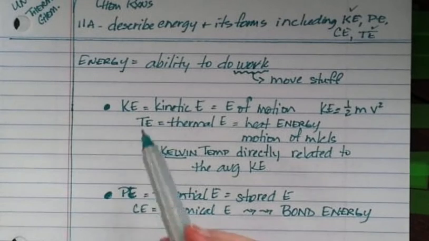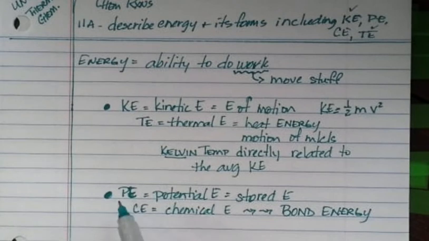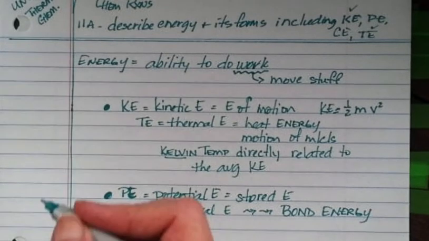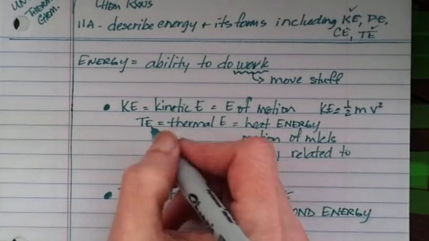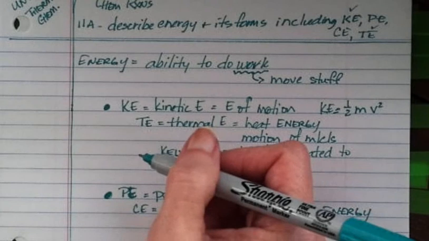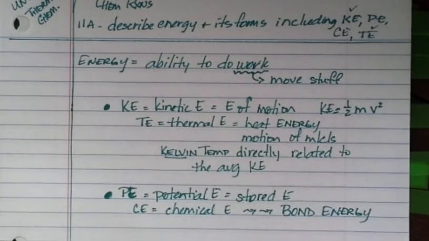So we have kinetic energy, and within that we can talk about thermal energy. We have potential energy, and within that we can talk about chemical energy or bond energy. And there are various ways that you can see these written. A lot of times we'll have TE for thermal energy, or we'll have enthalpy, another word for that, or delta H, a change in heat, a change in thermal energy.